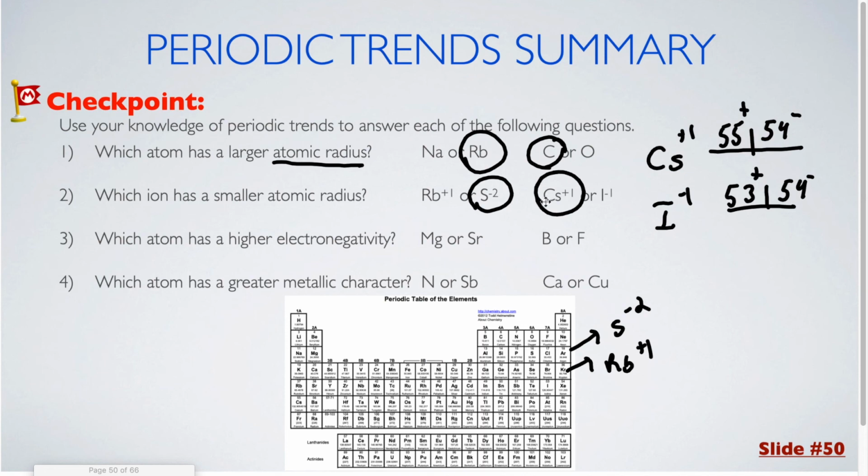So if I am comparing two ions, and they are both similar to the same noble gas, whichever one has more protons will be smaller, and whichever one has less protons will be bigger.